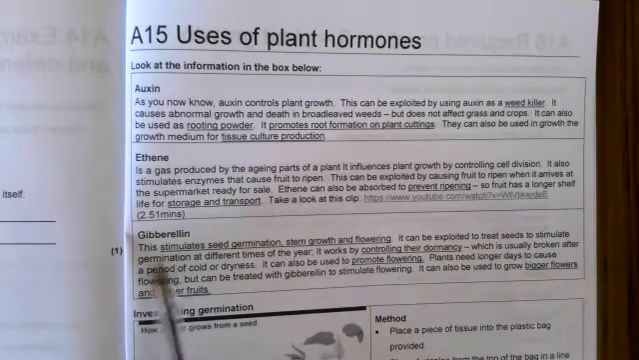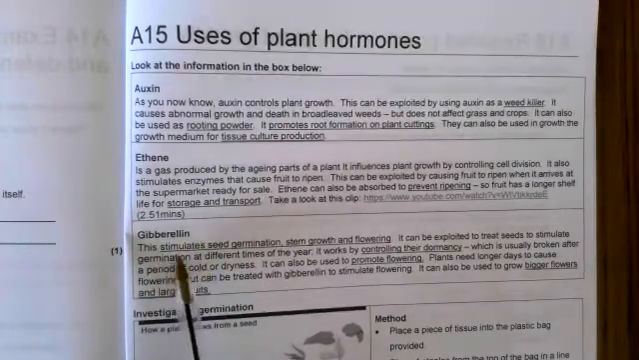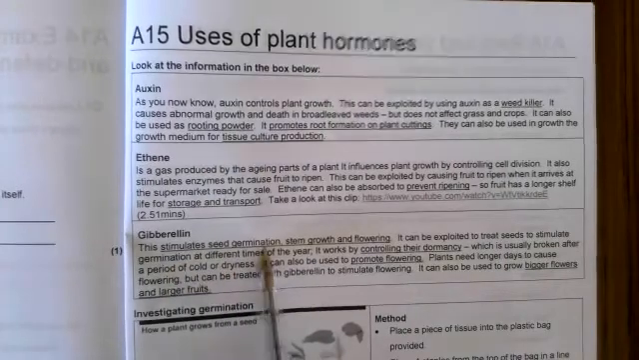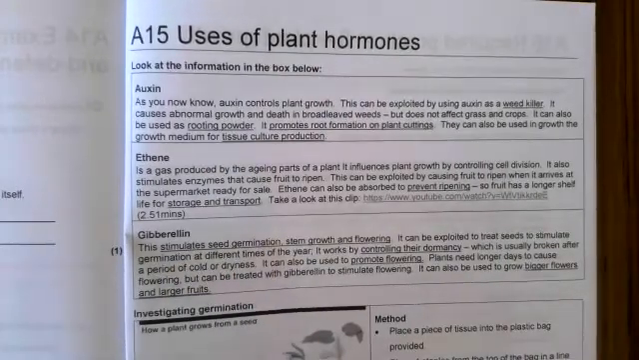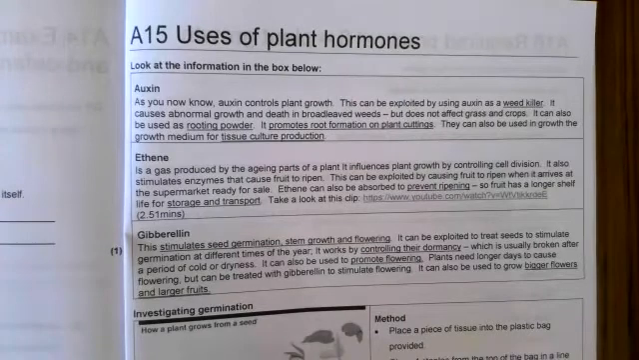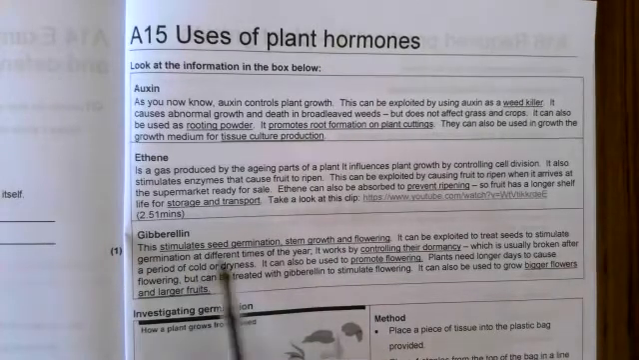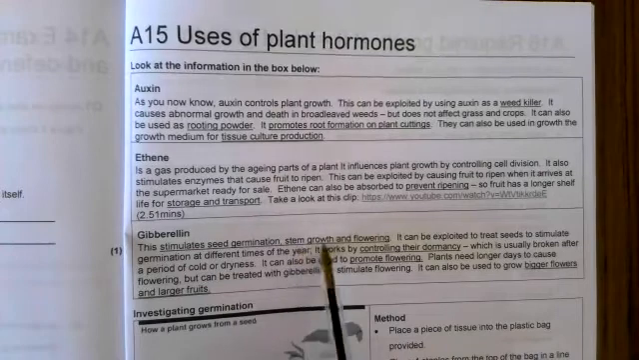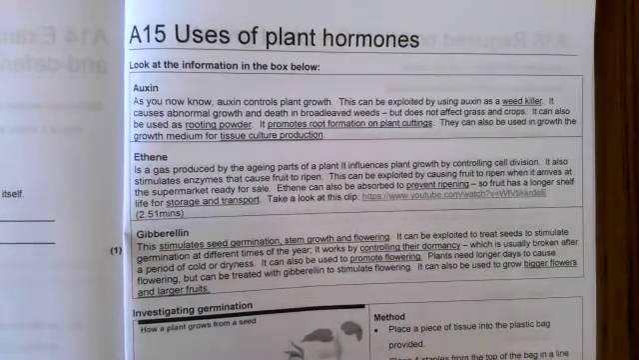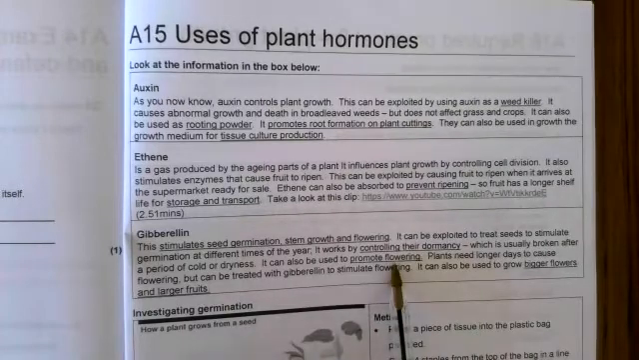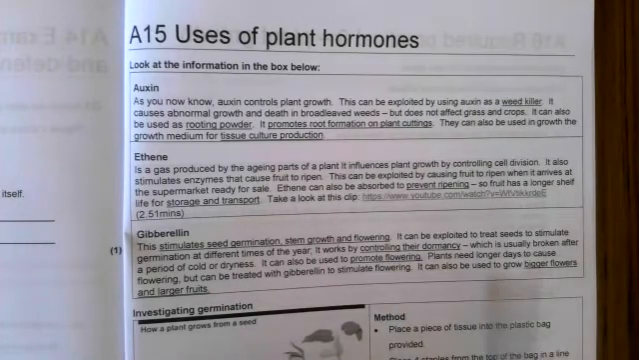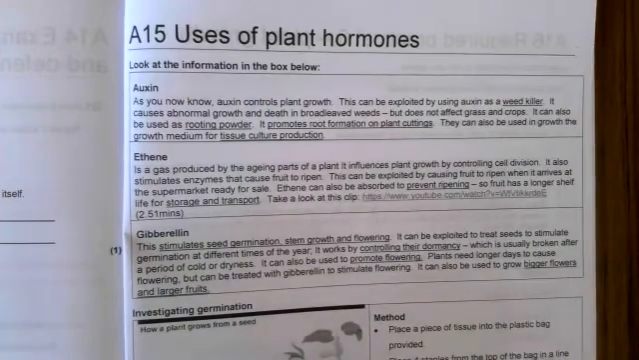The final set of hormones are called gibberellin, and these stimulate seed germination, which is basically down here. You can see the process of germination from a seed. It's basically growth from a seed. So gibberellin stimulates this process, stem growth and flowering. We can actually use it to promote flowering, and we can also use it to produce bigger flowers and larger fruits.